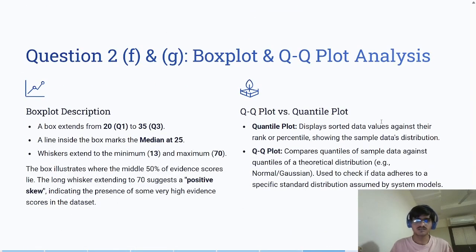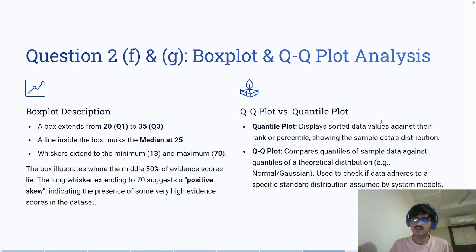Now the F and G parts of the question. The plot description: a box extends from 20 (Q1) to 35 (Q3). A line inside the box marks the median at 25. Whiskers extend to the minimum 13 and maximum 70. The box illustrates where the middle 50% of evidence scores lie. The long whisker extending to 70 suggests a positive skew, indicating the presence of some high evidence scores in the dataset. Now coming to the Q-Q plot versus the quantile plot.